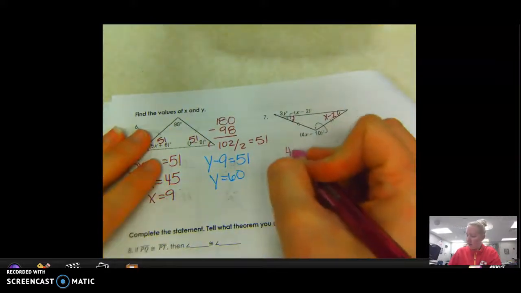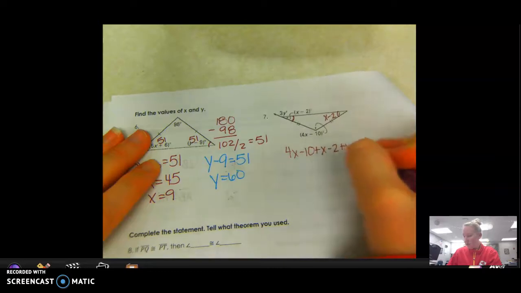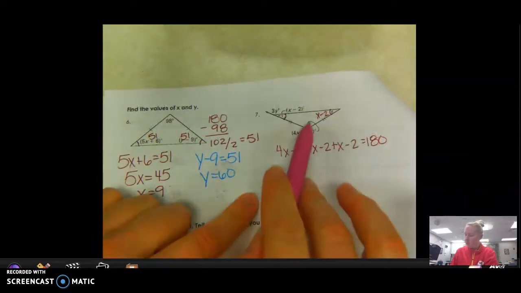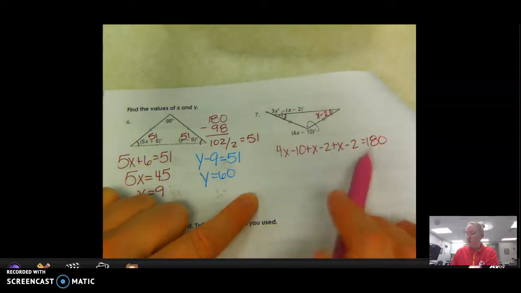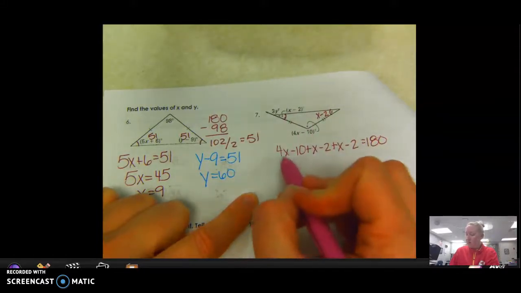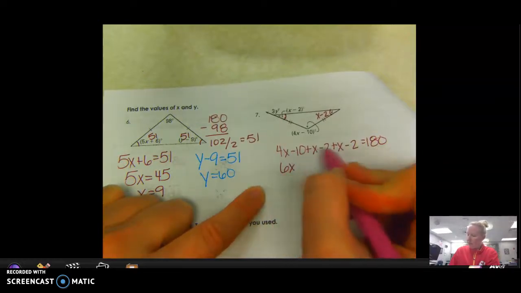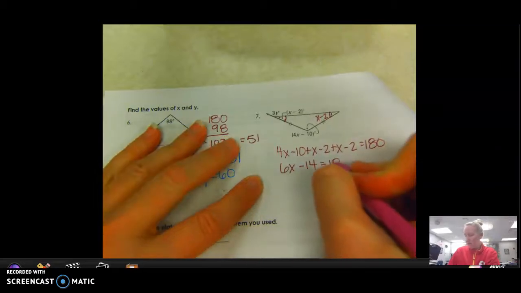So now I can do 4x minus 10 plus x minus 2 plus x minus 2 equals 180 degrees, because what I've just done is I've shown that this angle plus this angle plus this angle, all three angles inside, equal 180 degrees, which is in a triangle. So now I'm just going to combine like terms. So 4x plus 1x plus 1x gives me 6x. Negative 10, negative 2, and negative 2 is minus 14 equals 180.